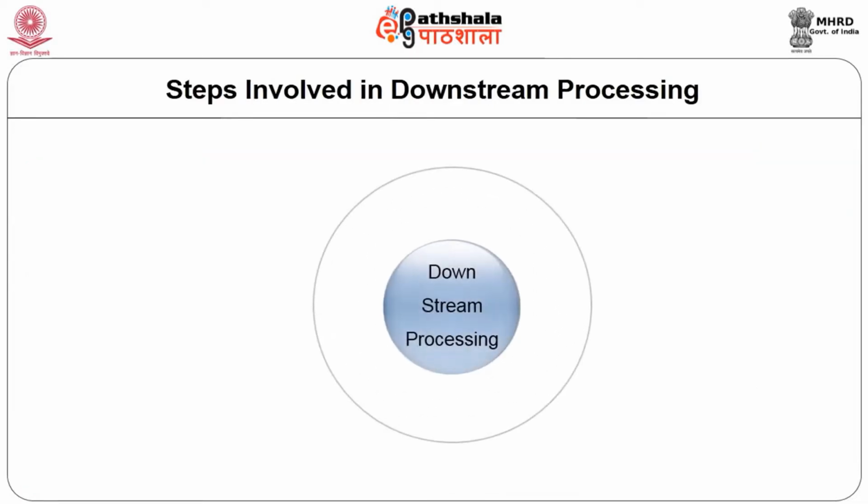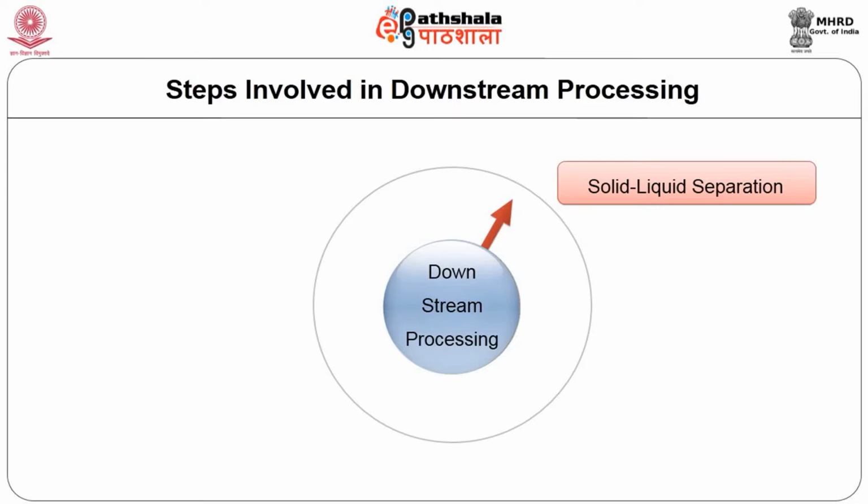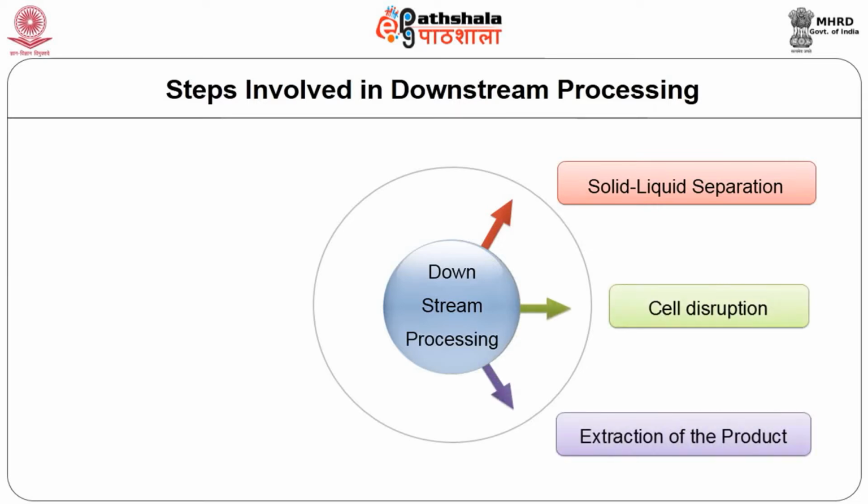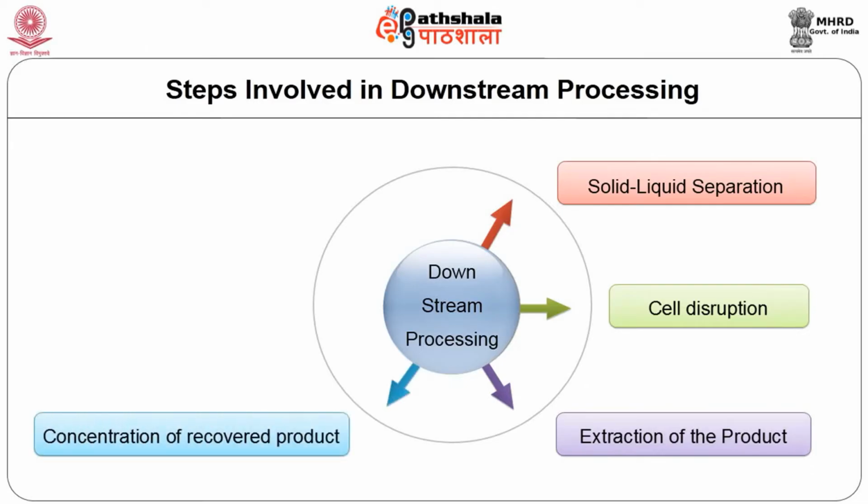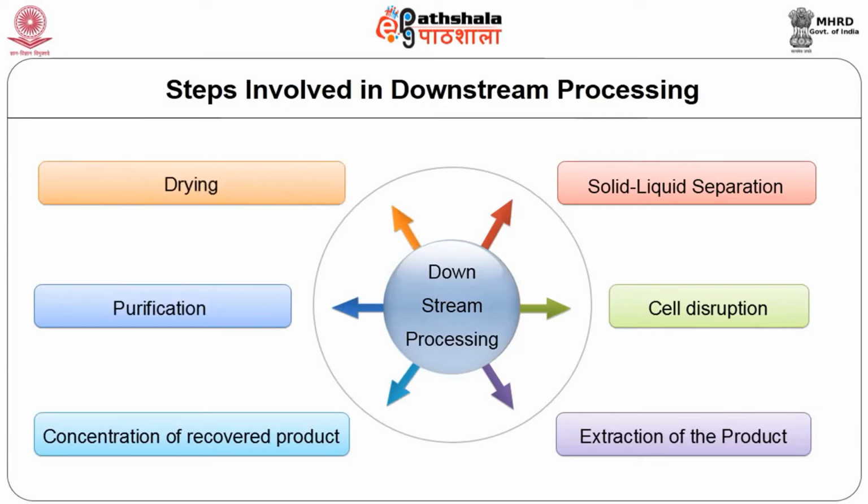Now, let us move on to the steps involved in downstream processing of a fermentation process. There are 6 important steps in downstream processing of a fermentation process. They are as follows: 1st, solid liquid separation. 2nd, cell disruption. 3rd, extraction of the product. 4th, concentration of the recovered product. 5th step, purification, and the last step is drying.